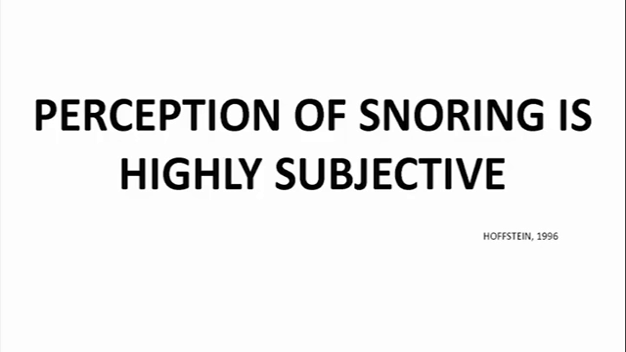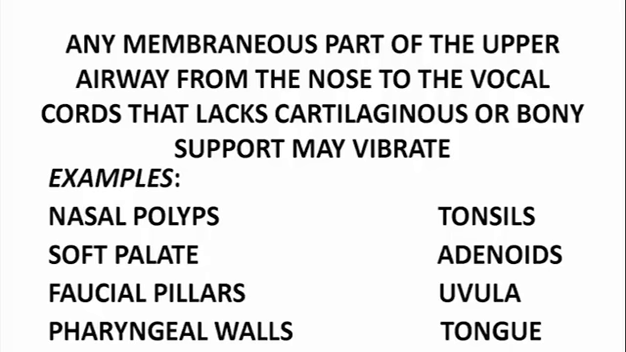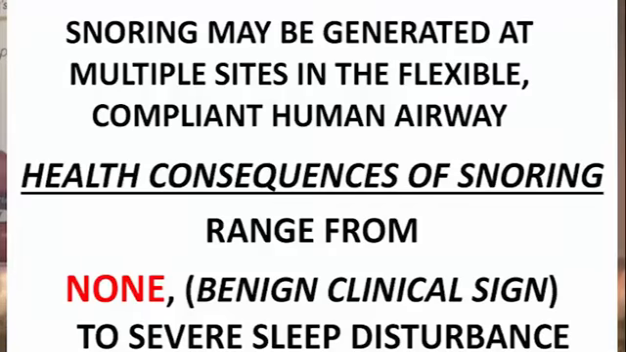Perception of snoring is highly subjective, according to Dr. Hofstein. So why do human beings snore? The pathogenesis of snoring is the vibration of the tissues. Three conditions are necessary. Things that can cause snoring: nasal polyps, soft palate. You can have vibration of the soft palate. You can have vibration of the faucial pillars, pharyngeal walls, the tonsils, the adenoids, the uvula, the tongue. And so there are multiple sources of the snoring sound. Snoring can be generated at multiple sites.